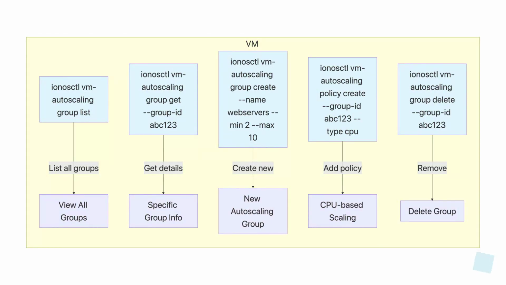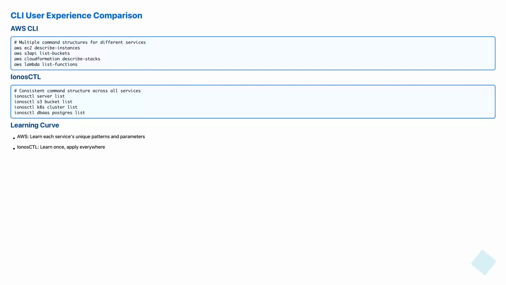To list your existing groups, you'd simply use ionosctl vm-autoscaling group list. Need details on a specific group? Just ionosctl vm-autoscaling group get with the group ID. Creating one follows the same logic: ionosctl vm-autoscaling group create with parameters for data center, name, minimum, and maximum instances. Update and delete follow the exact same pattern. And here's what's great. Once you learn this for auto-scaling, you already know it for Kubernetes clusters, databases, and virtually everything else. That does sound more intuitive than what I'm used to.